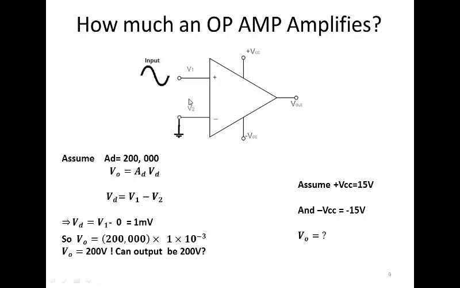So when I compute this value, the output would be equal to 200 volts. So if I apply 1 millivolt here and the amplifier has a gain of 200,000, I will get an output equal to 200 volts. So can the output be 200 volts? This is the question.